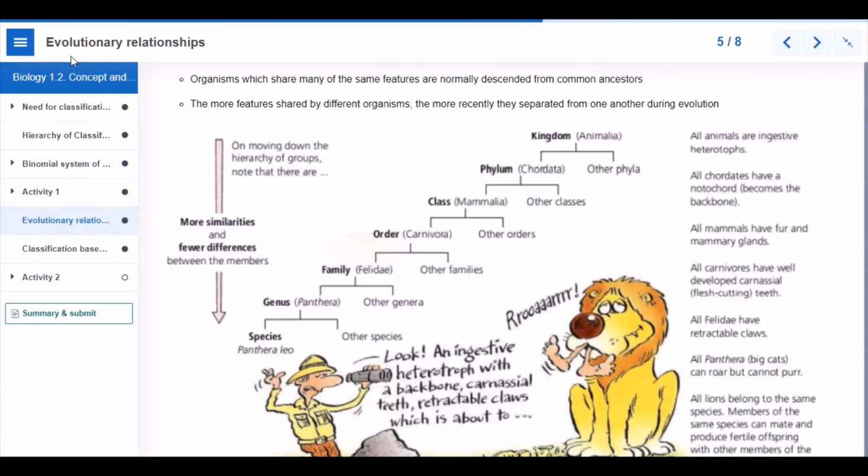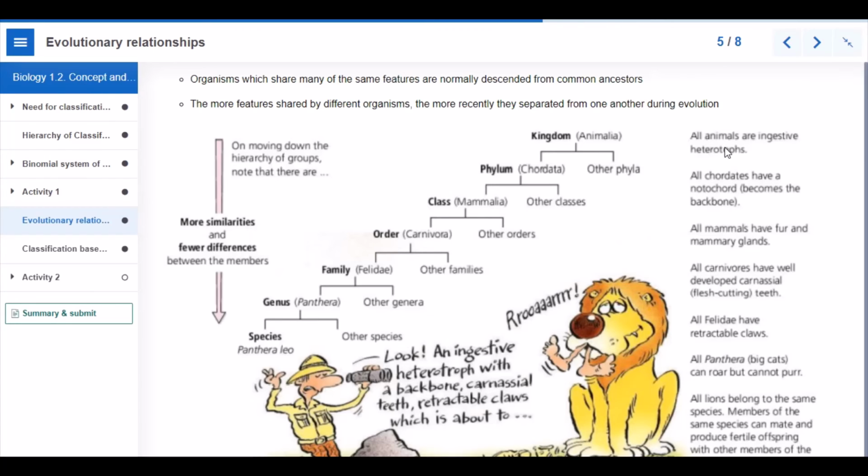On this slide we'll be looking at evolutionary relationships. Organisms which share many of the same features are normally descended from common ancestors. The more the features shared, the more recently they separated from one another during evolution.